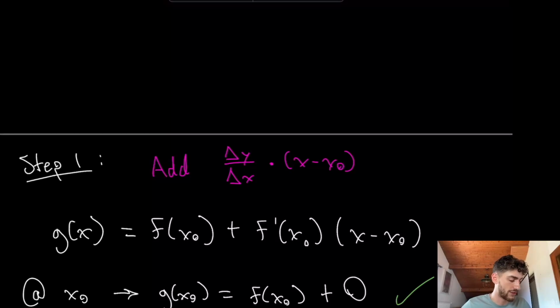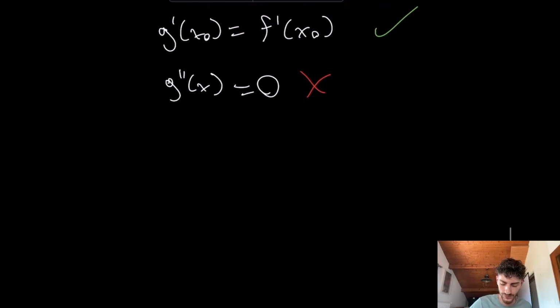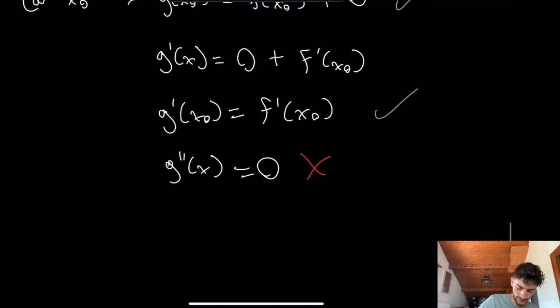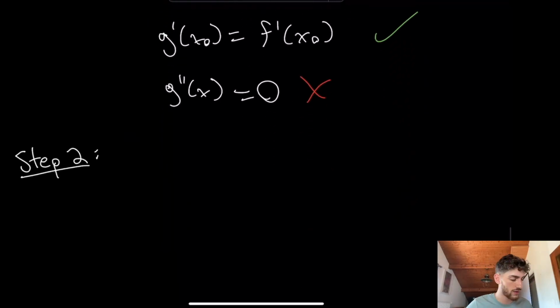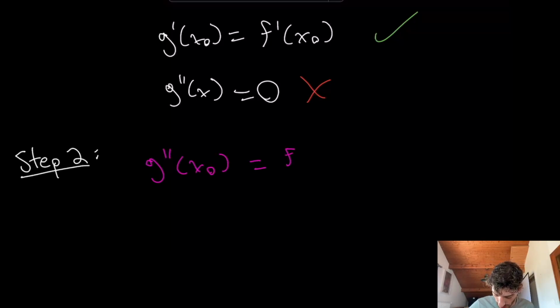All right, well then we do step 2. And for step 2, okay, we have to think a little bit harder about this. So step 2. So what we're trying to do, just like we did with step 1, we're trying to add a term that makes the second derivative correct. So we want g double prime at x naught to equal f double prime at x naught.